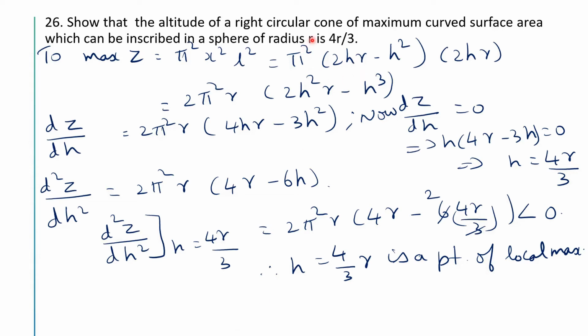So here they have said the height of the right circular cone with maximum curved surface area should be equal to 4r by 3. So here we have got the height is equal to 4r by 3. Hence we have proved. Therefore, required height equal to 4r by 3.